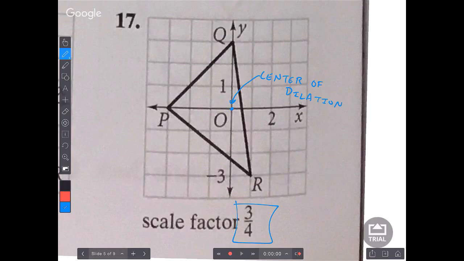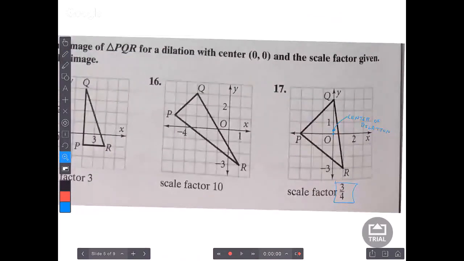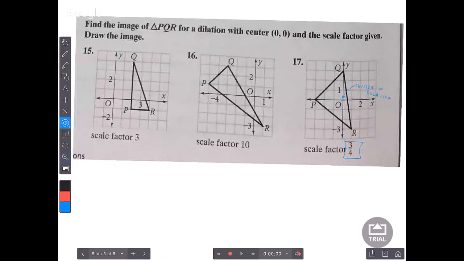Richard says, how do we know that? How do we know what we're supposed to do? Because it was in the problem. Find triangle PQR with a dilation of center 0, 0, and the scale factor which was given. Because it said it right here, 0, 0. That makes sense, Richard? Oh, good. Okay, cool.